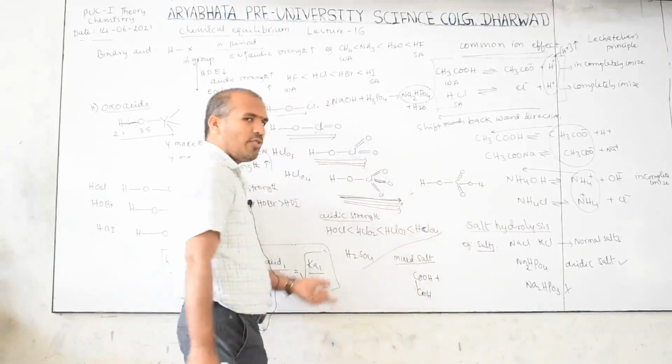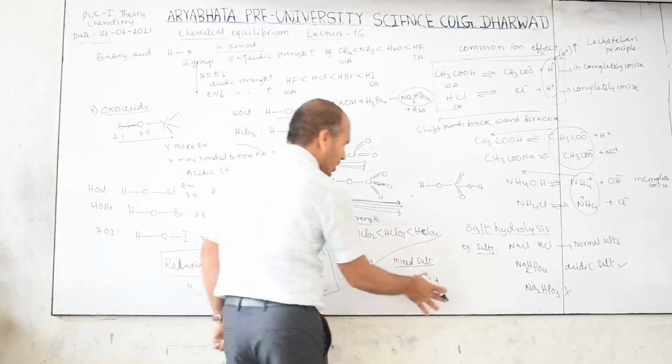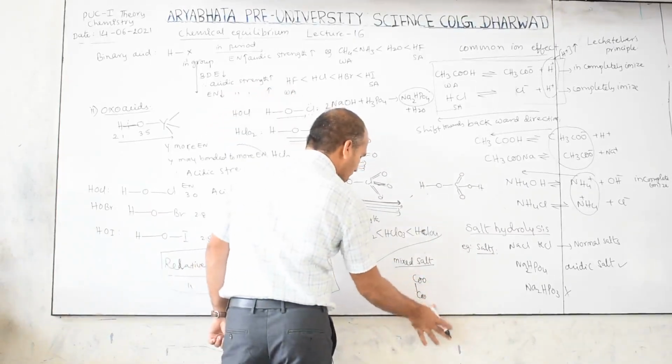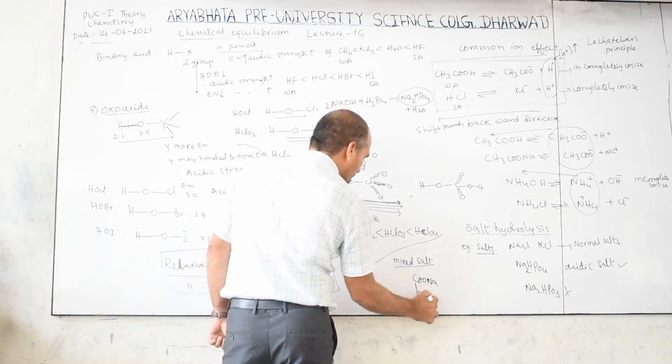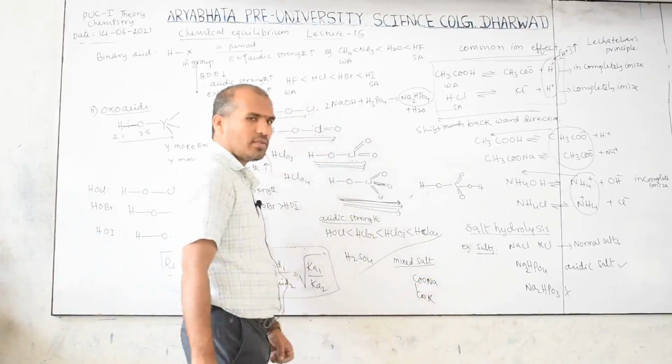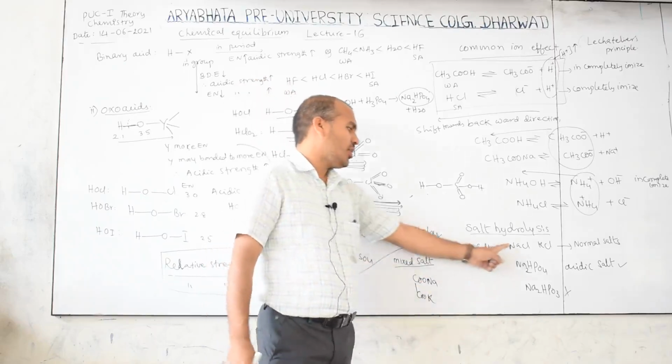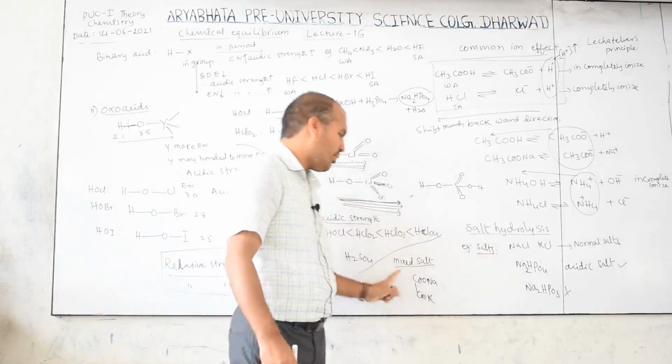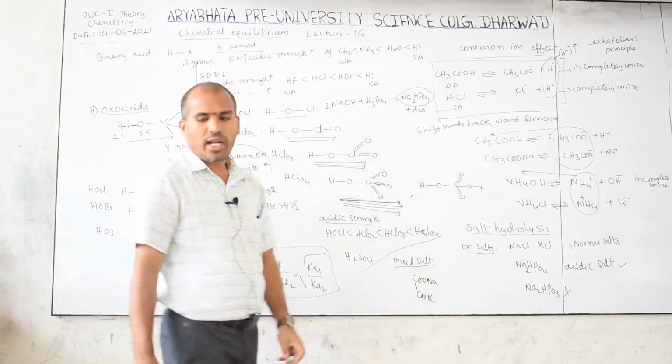To this, if you add NaOH or KOH, then this H will be replaced, this H will be replaced. This is Na, this is K. Then this is one type of mixed salt. Normal salt, acidic salt, mixed salt. Next, addition salts.